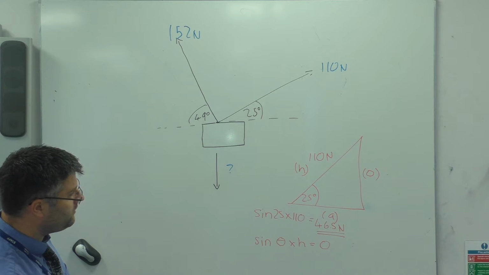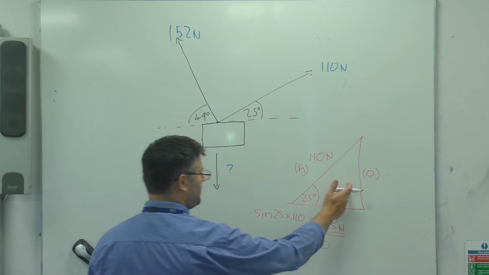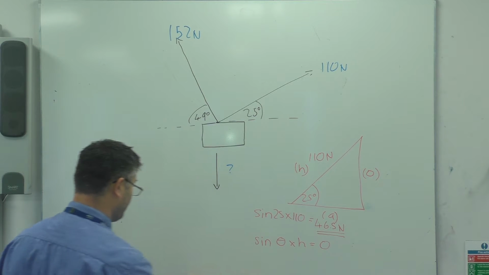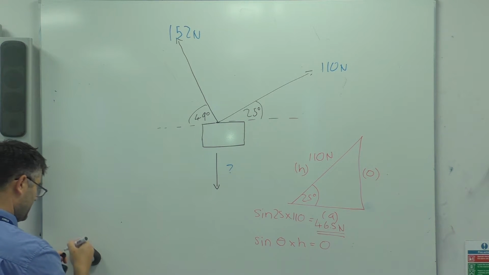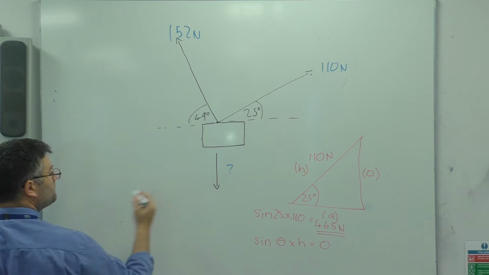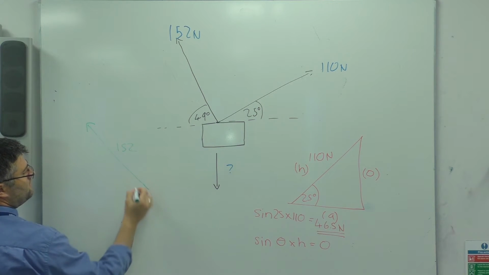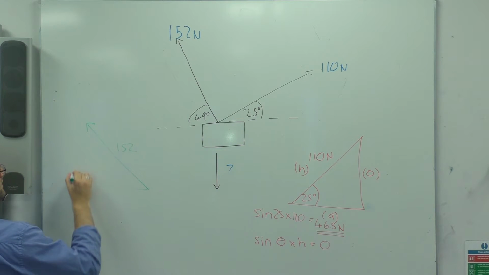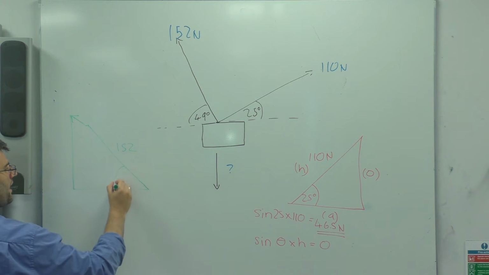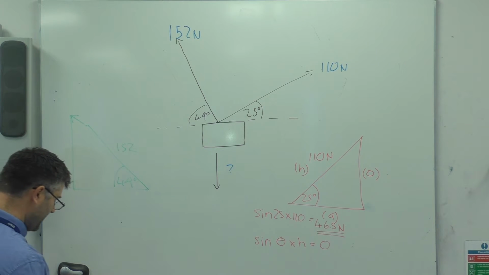Okay, next stage. We've done the vertical component of this one. We need to now do the vertical component of the other side. So we do the same thing again. So we've got our main vector there, which is 152. We've got that side there. Just draw the triangle correctly. We've got an angle of 49 degrees. And we do exactly the same thing again.